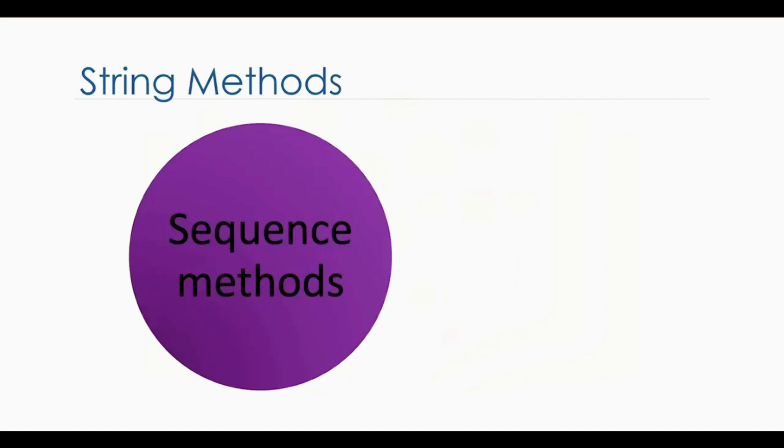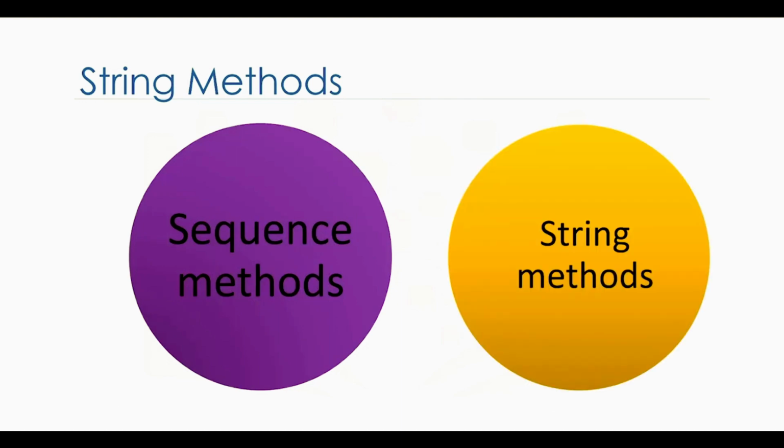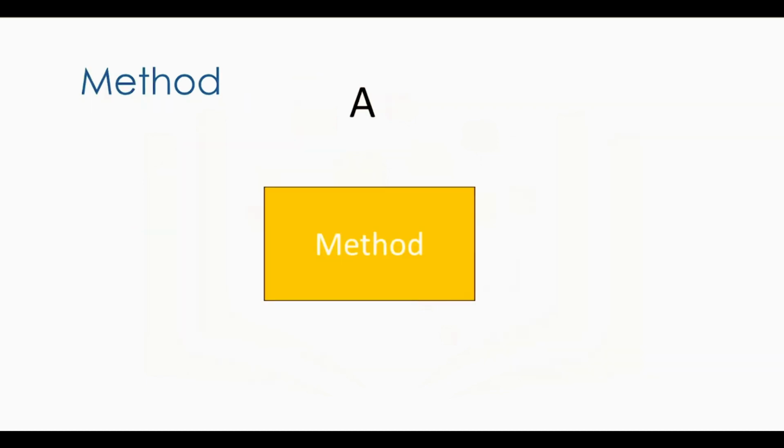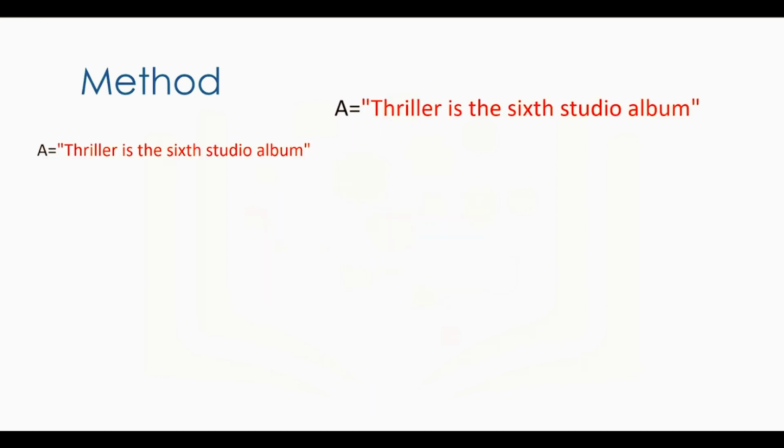Now let's take a look at string methods. Strings are sequences, and, as such, have methods that work on lists and tuples. Strings also have a second set of methods that just work on strings. When we apply a method to the string A, we get a new string B that is different from A. Let's do some examples. Let's try with the method upper. This method converts lowercase characters to uppercase characters.